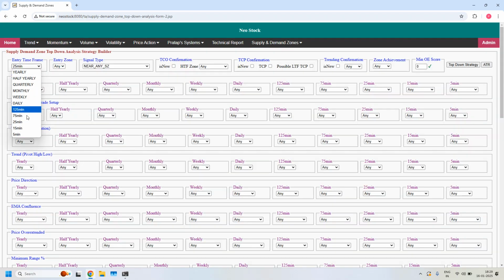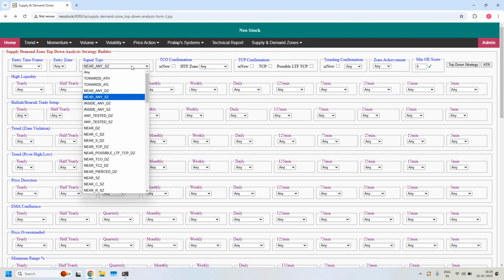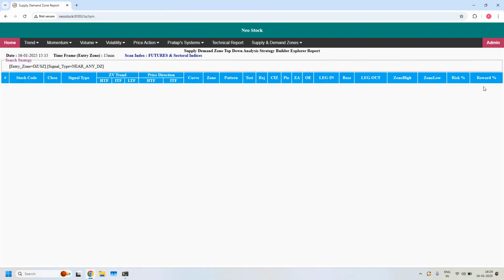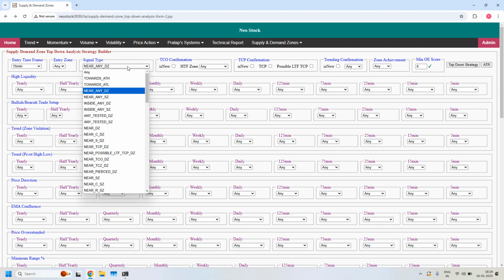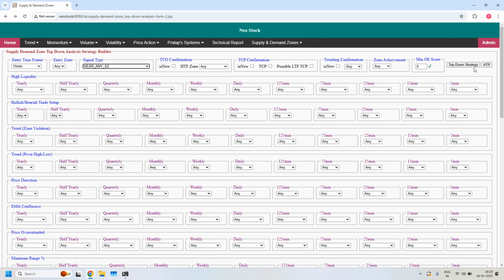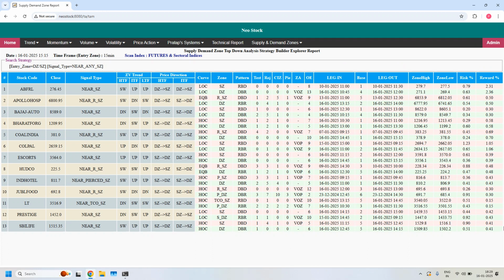Next 15 minutes time frame, stocks near 15 minutes demand zone. We don't have any stocks. Next 15 minutes time frame, stocks near 15 minutes supply zone. We got 13 stocks.